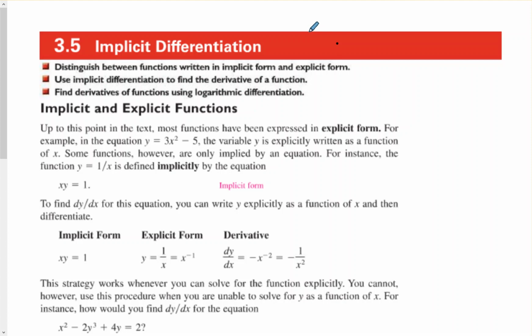Hello and welcome to section 3.5, Implicit Differentiation. In this section, we look at this technique for implicit functions as opposed to explicit functions.